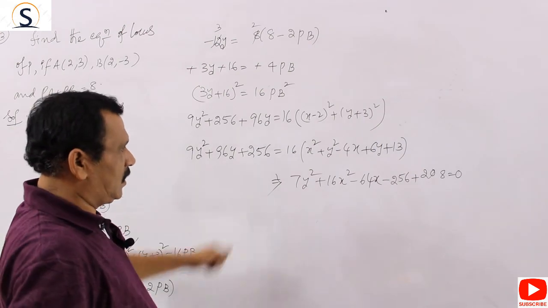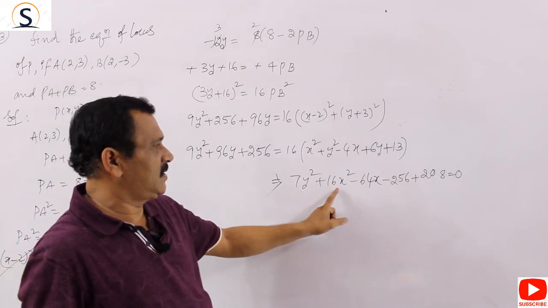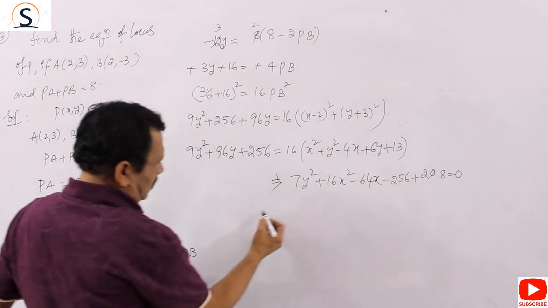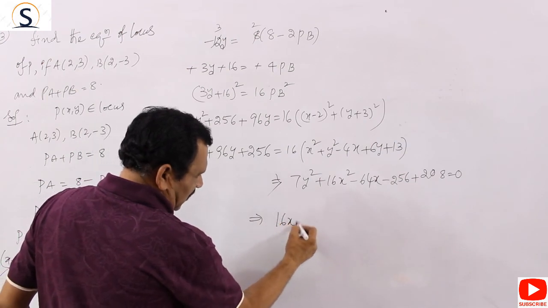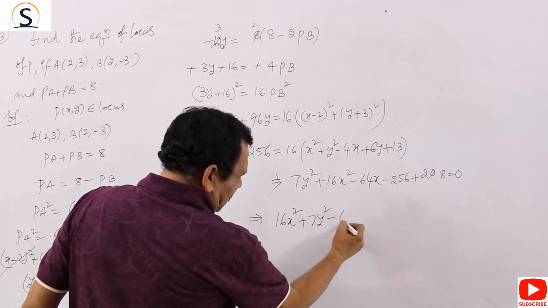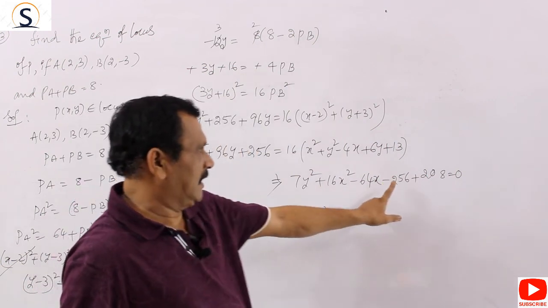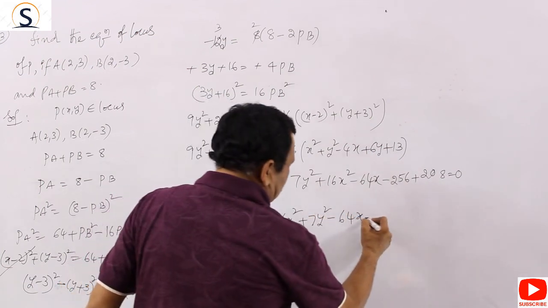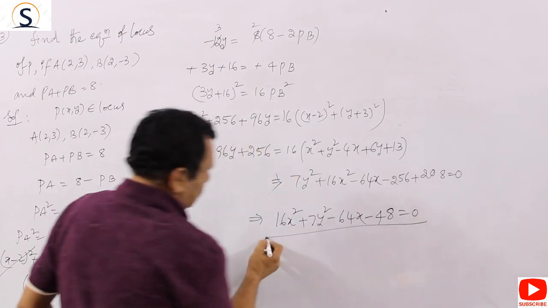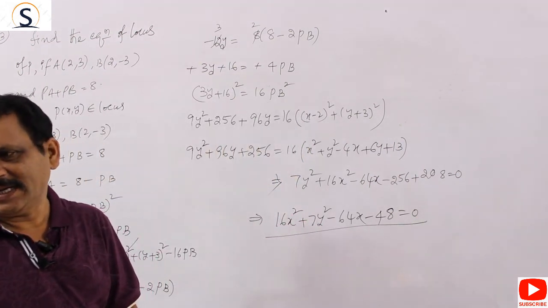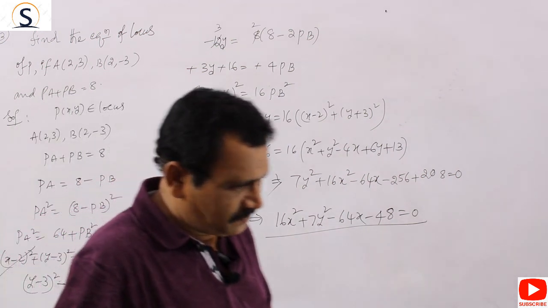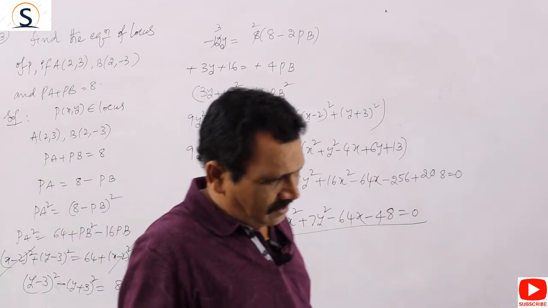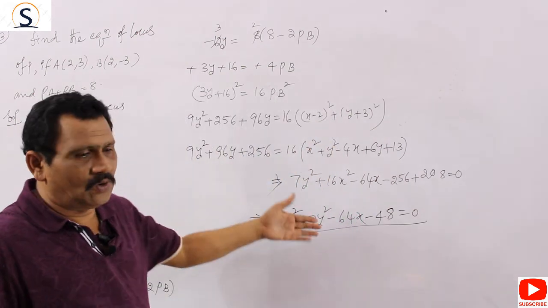Okay. So 7x square, y square, 16x square, 64x. Next, there is no y term. So I will simplify these two constants, then write in order: first x square term, next y square term, next x term, next constant. Here 256, 208, 48, minus 48 is equal to 0. This is the locus of the point P satisfying the condition PA plus PB is equal to 8. So 16x square plus 7y square minus 64x minus 48 is equal to 0. This is the locus of the point P.